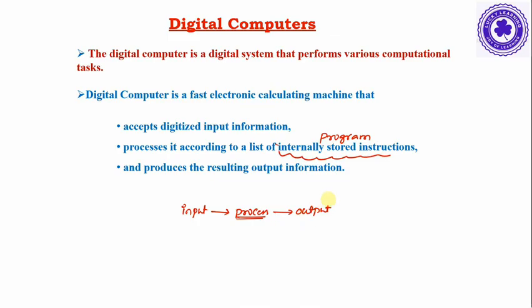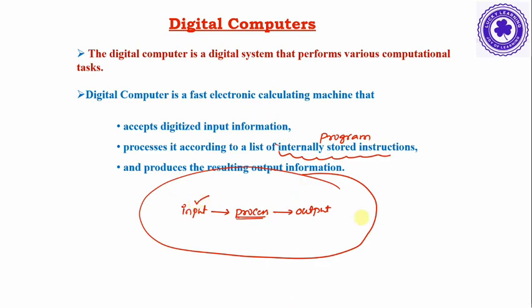Now, to do this task, what is required in the computer? A computer requires input, output, and a processing unit. That processing unit should consist of arithmetic operations, logic operations, and shift operations to be performed. We can call it the ALU of the computer.